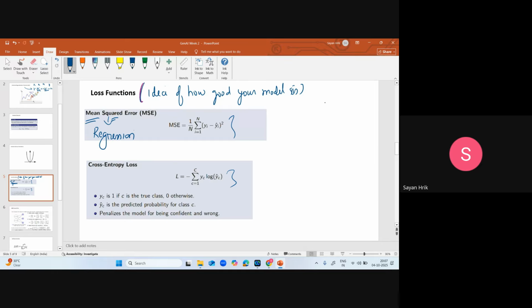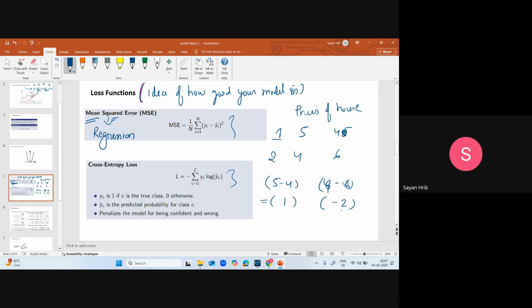Suppose you have regression, you are predicting prices of houses. This is house 1, this is house 2. House 1 has an actual price of 5 and the predicted price that my model gives me is 4. Similarly, house 2 has an actual price of 4 and the model predicts a price of 6. So how do I calculate the mean squared error? First, I take the error, which is the difference of the actual and the predicted. So this is going to be 5 minus 4, and this is going to be 4 minus 6. So it's going to be 1 and this is going to be minus 2.